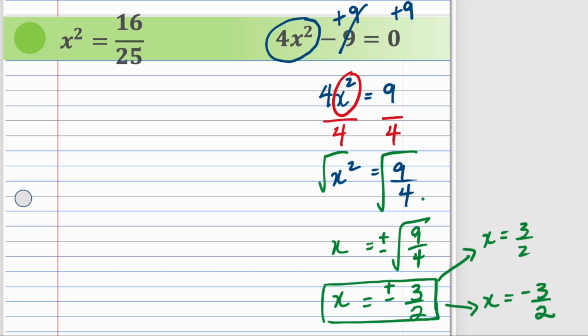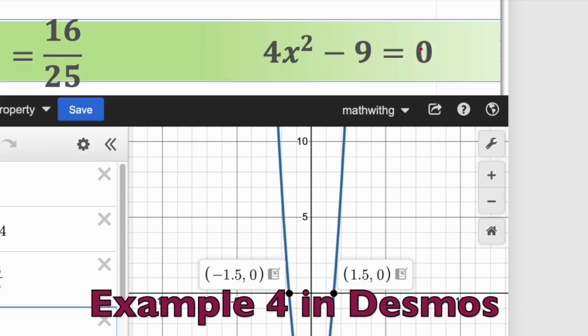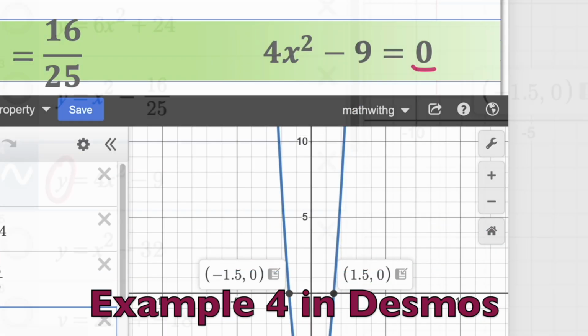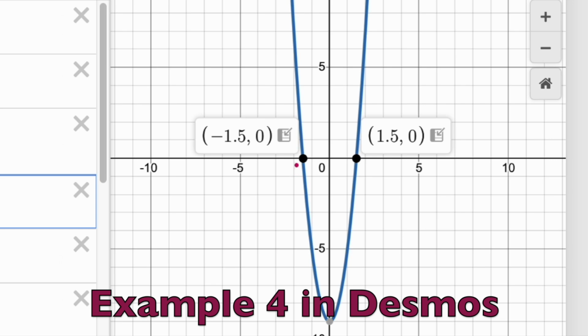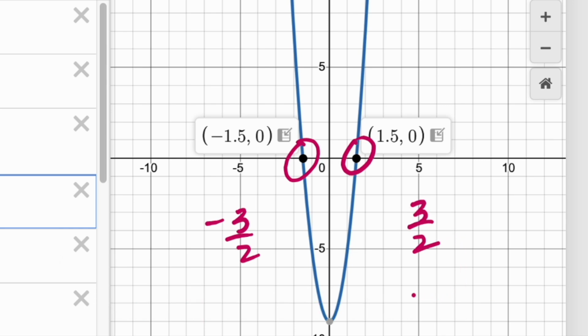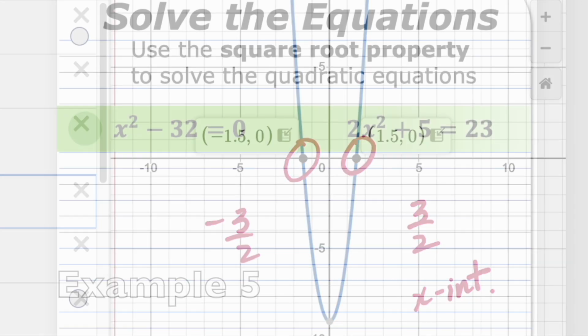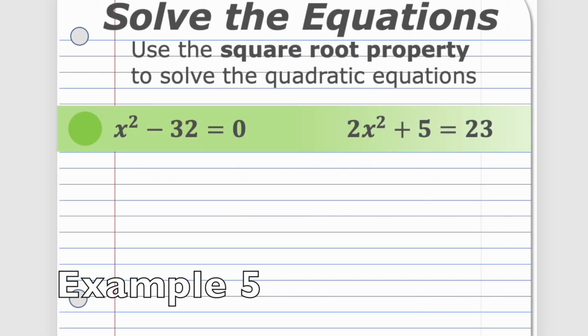Don't forget about the denominators. This one's already done. We'll change the 0 to a y and graph. We get negative 1.5 and 1.5. Negative 3 over 2 and 3 over 2 are the solutions, or the roots of the equation, or the x-intercepts of the parabola. Next couple. How about you try?